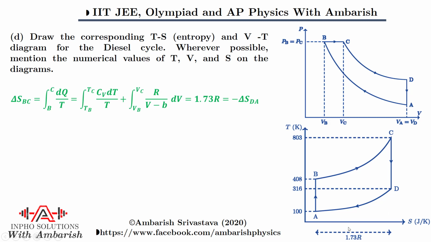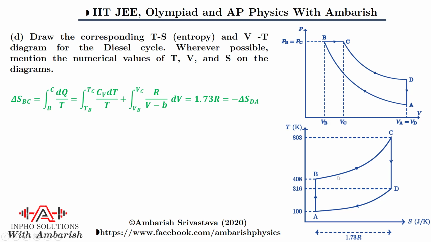You can look at the bottom right of the screen. 1.73 R is the increase in entropy from B to C, and from D to A, it's decreasing by the same amount. And these are the verticals. Now once I have points A, B, C, D, now I can simply join. So A to B is a simple vertical, and C to D has to be vertical. What about B to C?